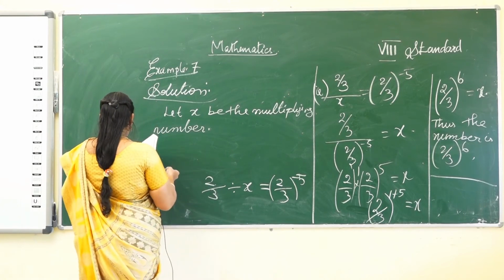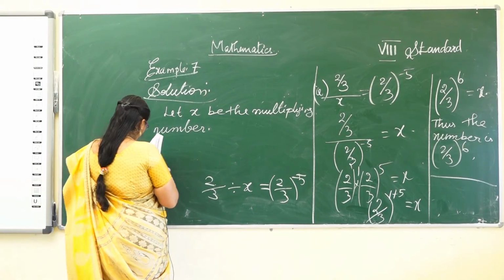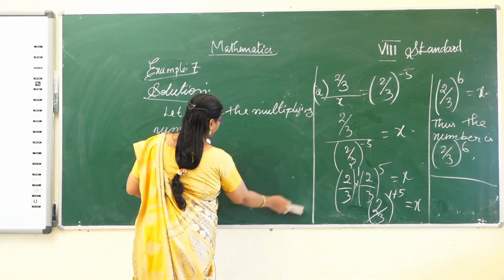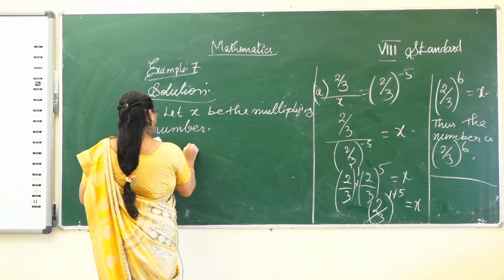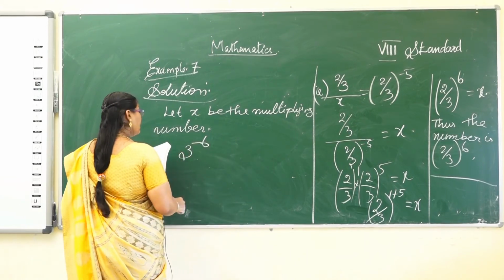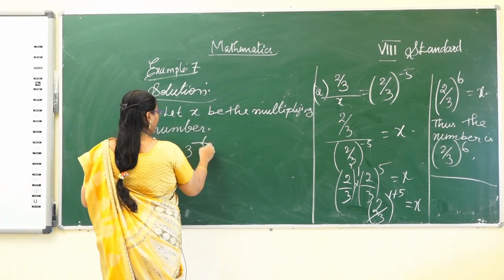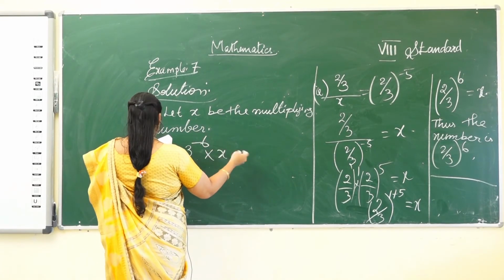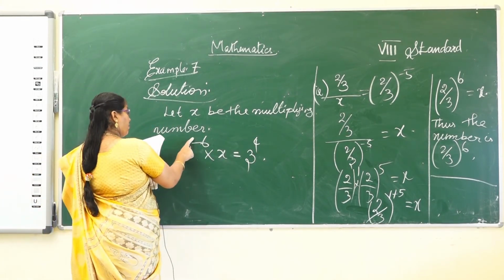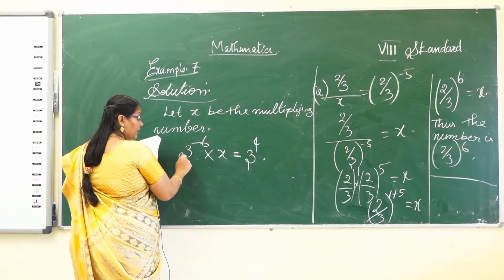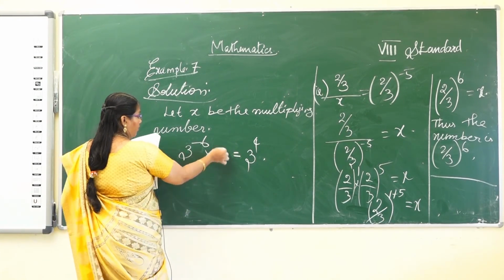And find the number. We get 3 power 4 as the value after multiplying. So let x be the number we multiply by. 3 power minus 6 should be multiplied by the number x, and we get the value 3 power 4. What is given? A number should multiply with 3 power minus 6, and we get the value 3 power 4. So now find out the value of x.